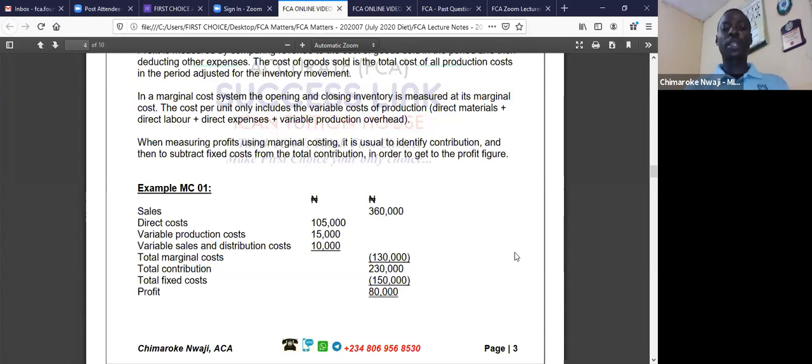contribution. Then, assuming you have a fixed cost of 150, you bring it under there, you deduct it to get a profit of 80,000. Yes, when you do absorption costing, you might still derive 80,000 naira as your profit, but the way and layout in which you do your absorption costing and marginal costing are different, even though you get the same final figure. This is because there are certain things that are more important than that final figure. That is why the layout changed.